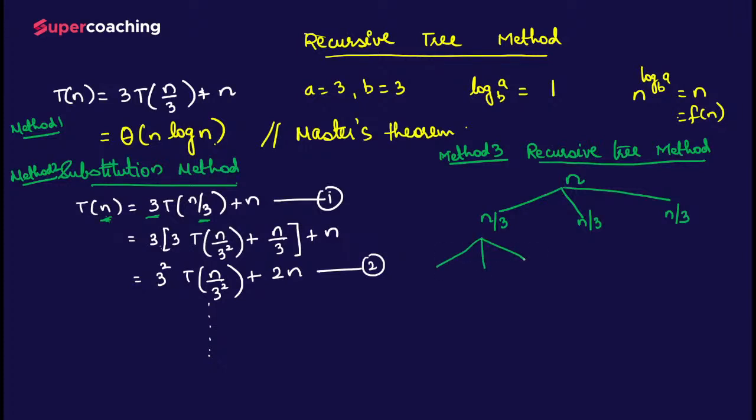कब तक divide करेंगे? Until you get the termination condition. Tree में termination condition क्या होती है? When we reach the leaf node. So here again divided into 3 parts. So it is saying that 1/3 of the original elements. So here we have n by 3. 1/3 of n by 3 is n by 3 square. This is also n by 3 square, n by 3 square, n by 3 square.